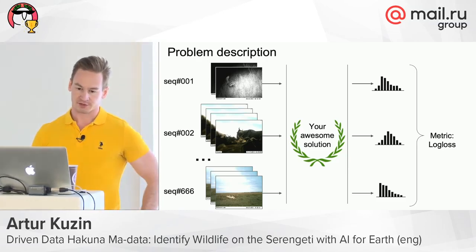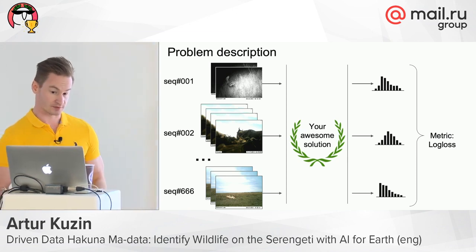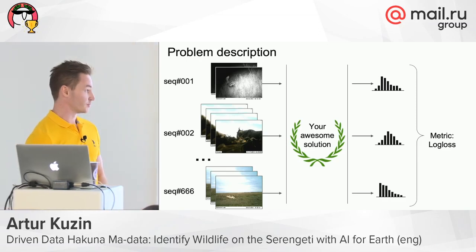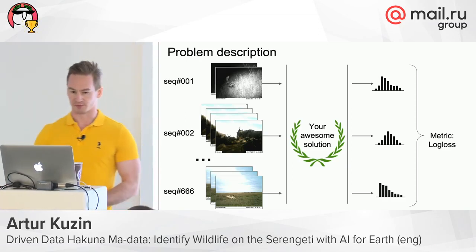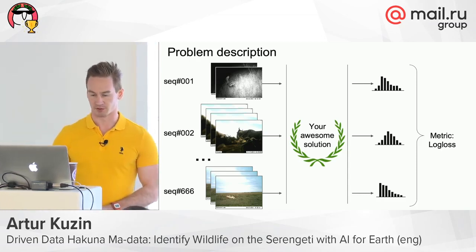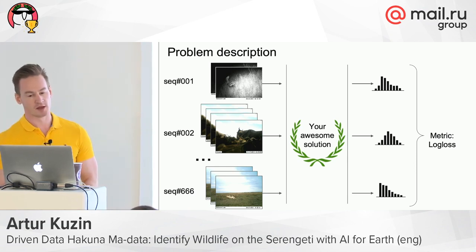The host of the competition places some cameras somewhere in the savanna, and these cameras take series of images with some period. The number of images in one series is arbitrary, but not large. It's about 2 to maybe 5 images per sequence.